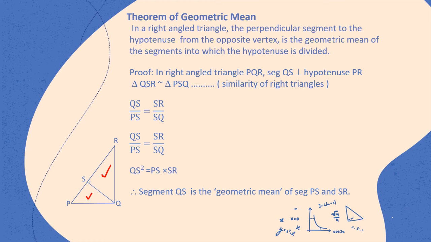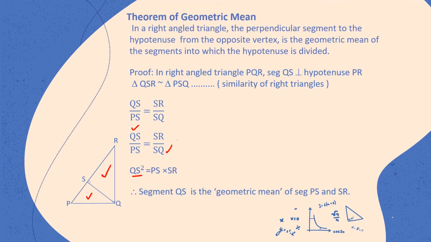So we now do a cross multiplication, which means QS square, since there is a QS here and a QS here, is equal to PS into SR. This is plainly mathematics and cross multiplication. Hence, segment QS is the geometric mean of segments PS and SR. Now it is very easy to understand. We understood in the last few videos there were certain formulas which were important for the Pythagoras theorem.